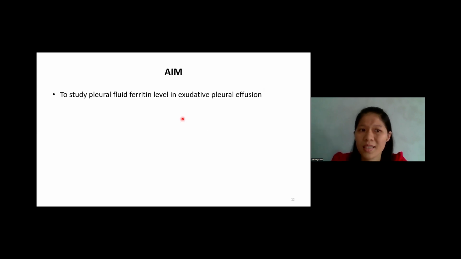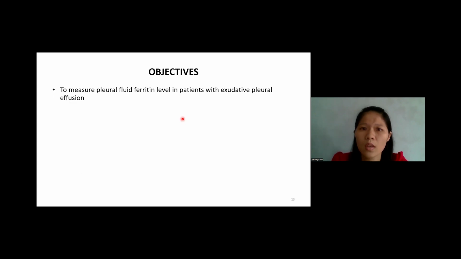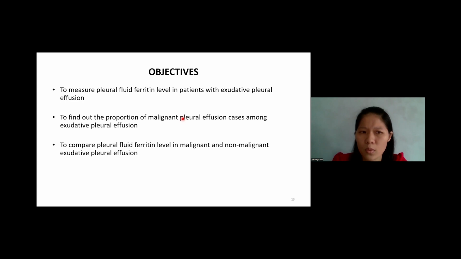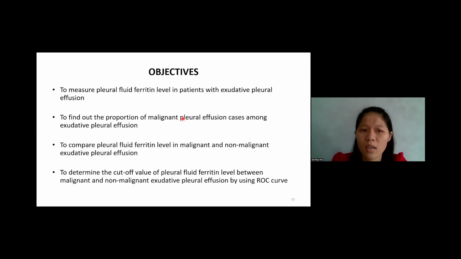The aim of the study is to study pleural fluid ferritin level in exudative pleural effusion, and objectives include to measure pleural fluid ferritin level in patients with exudative pleural effusion, to find out the proportion of malignant pleural effusion cases among exudative pleural effusion, to compare pleural fluid ferritin level in malignant and non-malignant exudative pleural effusion, and finally, we would like to determine the cutoff value of pleural fluid ferritin level between malignant and non-malignant exudative pleural effusion by using the ROC curve.